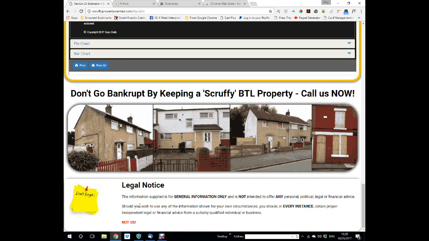So, legal notice: the information we've supplied is for general information only. It's not intended to offer any personal, political, legal or financial advice. Should you wish to use any of the information shown for your own circumstances, you should in every instance obtain proper independent legal or financial advice from a suitably qualified individual or business, not us.